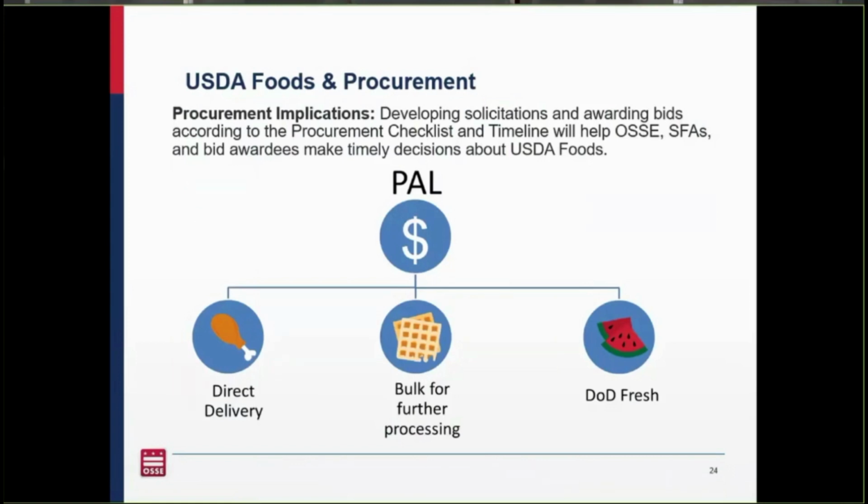The third way of spending USDA foods is DoD Fresh, which is ordering weekly fresh fruits and vegetables through the Department of Defense Fresh Fruit and Vegetable Program, not to be confused with FFVP, which is also called the Fresh Fruit and Vegetable Program. So to make things easier, we call this one DoD Fresh.